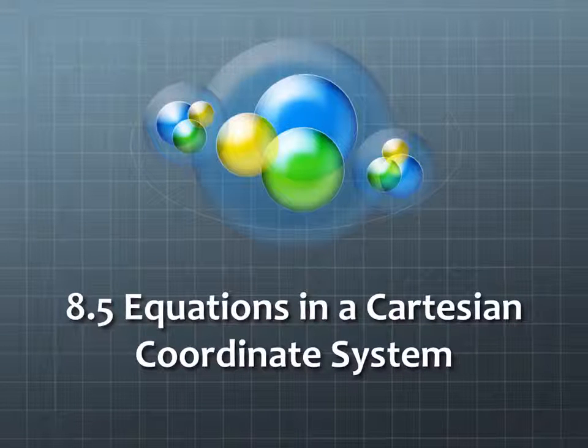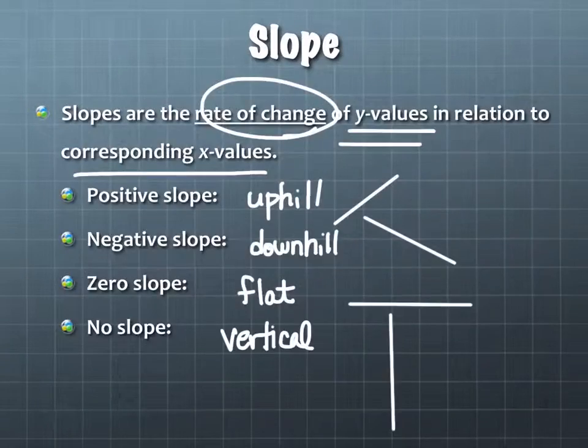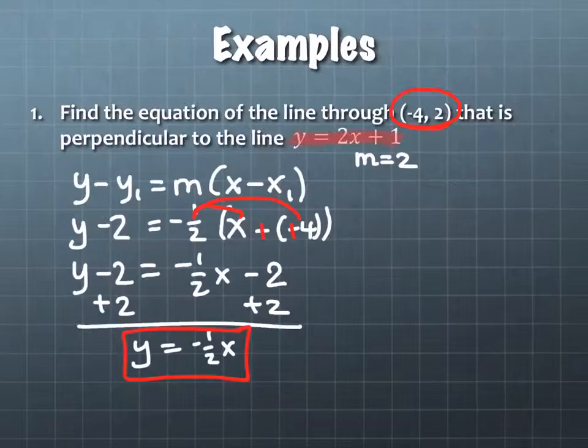Last time we started section 8.5, which was equations in a Cartesian coordinate system. We looked at graphing, we looked at finding parallel lines, perpendicular lines, and what we're about to encounter in this next piece of this section is looking at what happens when we compare two lines to one another. So these are called sets of equations, and since we're dealing with lines, they're sets of linear equations.